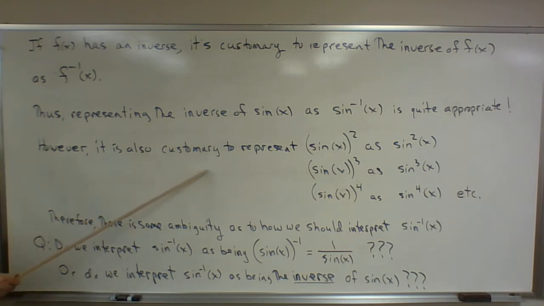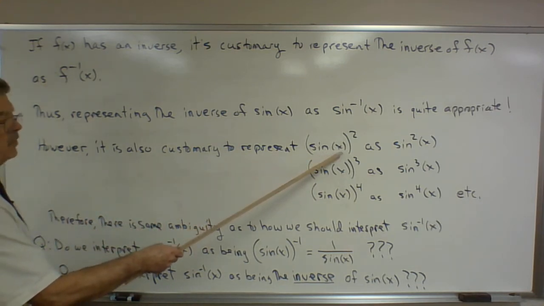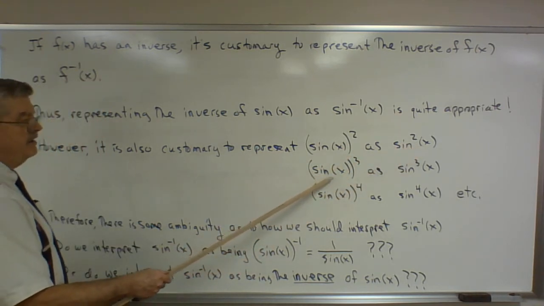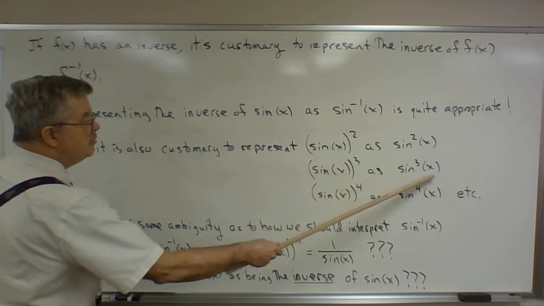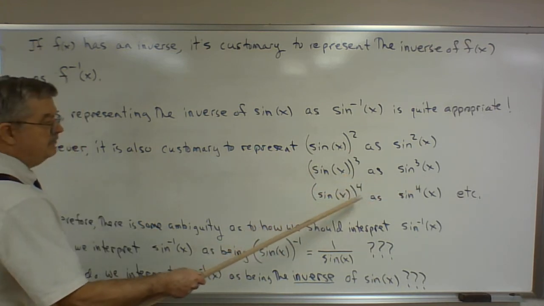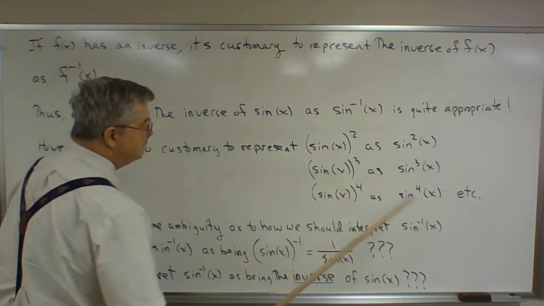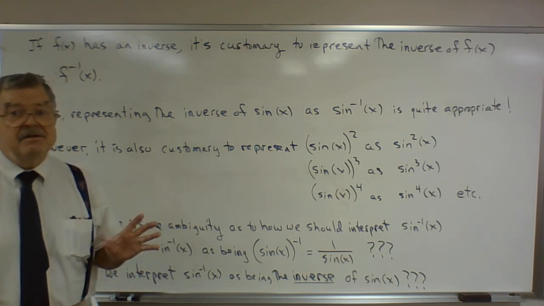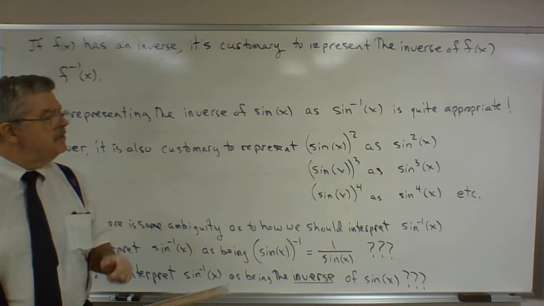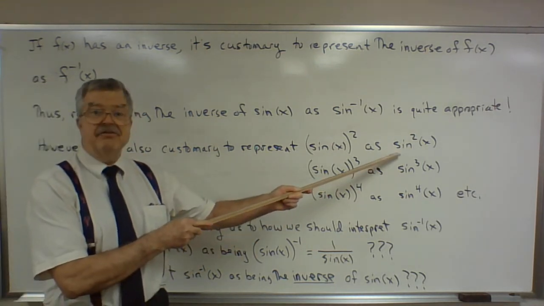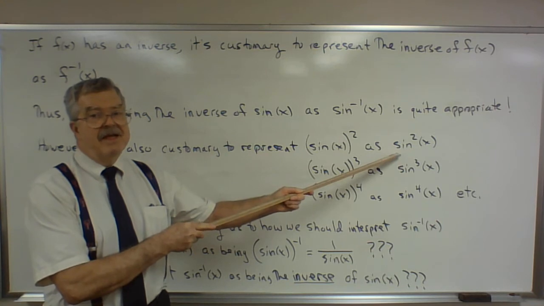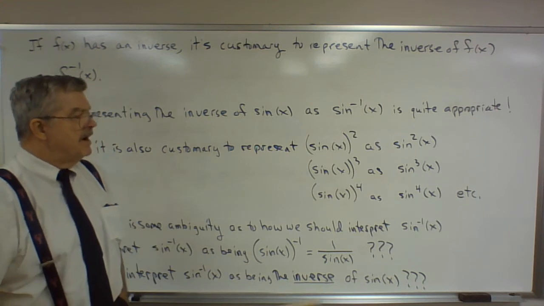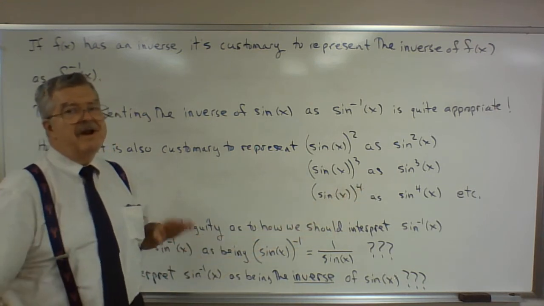it is also customary to represent the sine of x quantity squared as sine squared x, the sine of x cubed as sine cubed x, the sine of x to the fourth is sine to the fourth x, and so forth. Those of you who had me for Cal 1, you remember me telling you that I hate this style of notation. It goes right up my you-know-what when I see this. I hate it. But it's been in use for centuries. We're not going to get rid of it.